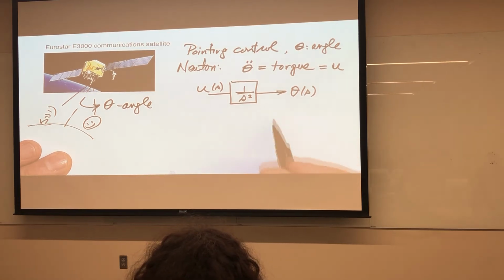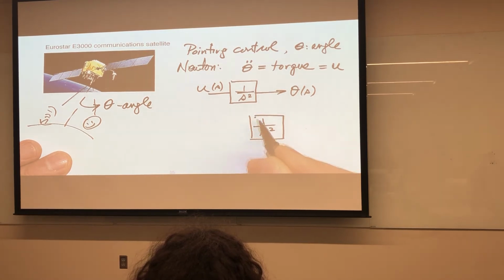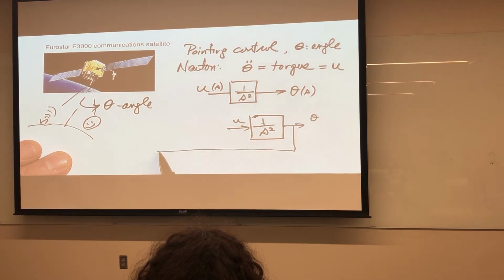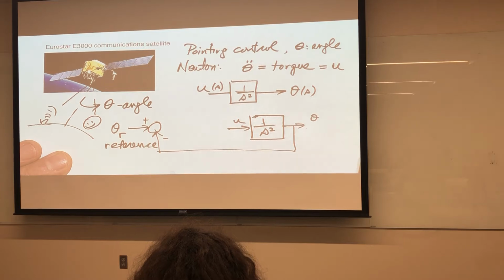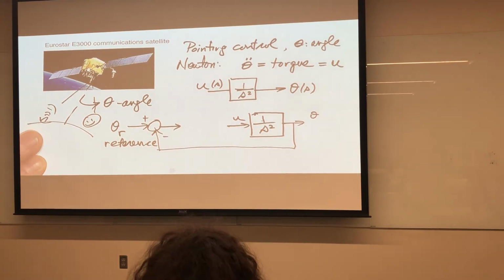Now, our goal today is to do a pointing control. So let's imagine this is now in a feedback system. Our process is 1 over s squared, and here's theta. We're going to compare it to a desired angle. This is the reference angle, let's call it theta r. This is the reference. And then what we're going to design today is a compensator.